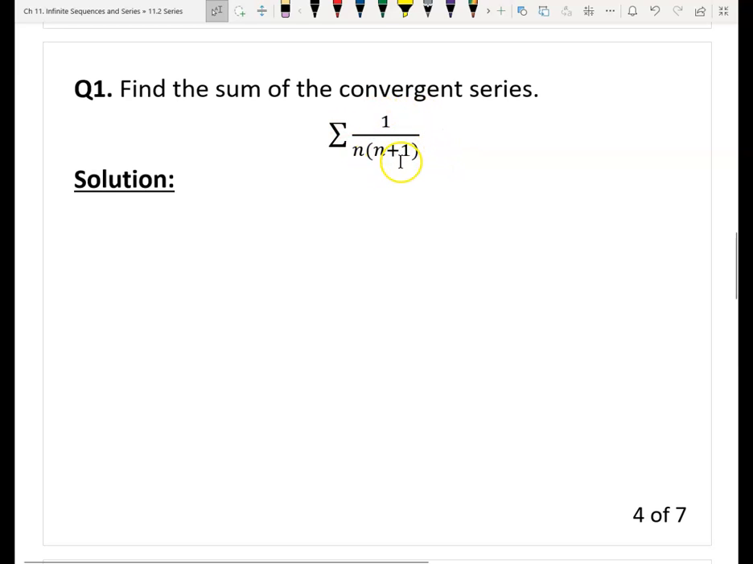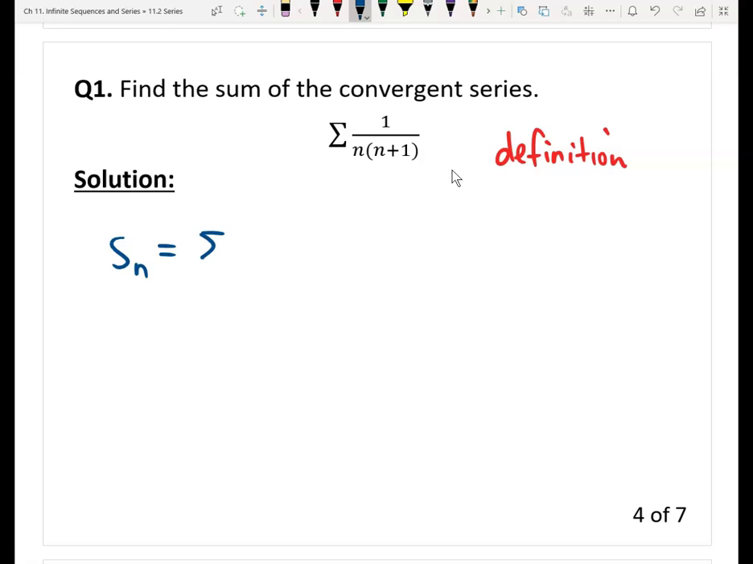This is not a geometric series, of course. It's not a linear combination, so we cannot use the linear property. So let's try the definition, okay? Which means we find the partial sum, and see if we can find the limit or not. So what is the partial sum? I will write here S_n, which is sigma, I use i, from the first term to the nth term. And the general term is 1 over i times i plus 1.